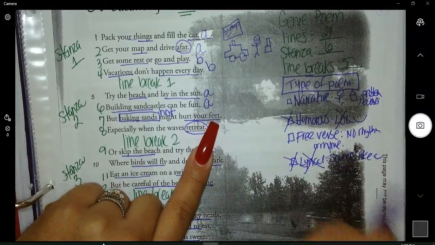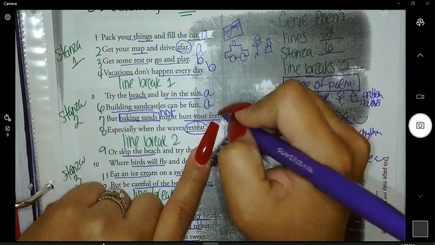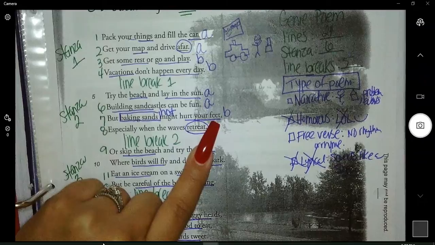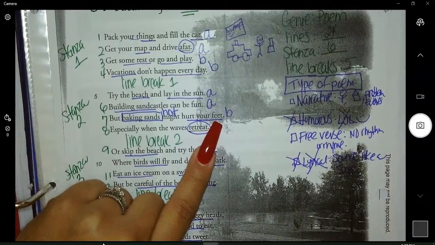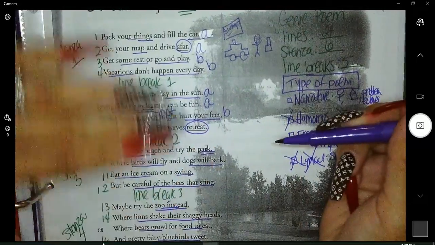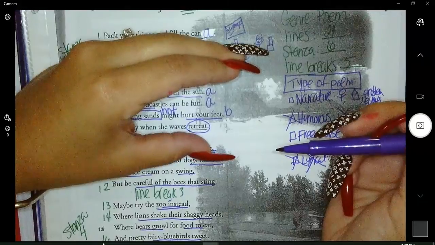No. What about feet and fun? No. So feet needs to find a new family, which is family letter B. Great job if you said letter B. Notice how I'm not going back to the first stanza and saying if those rhyme. Because, no. Every time you have a line break, you only keep them in that same family group.